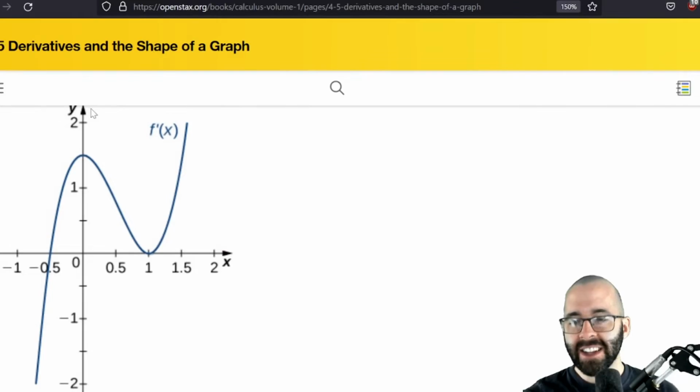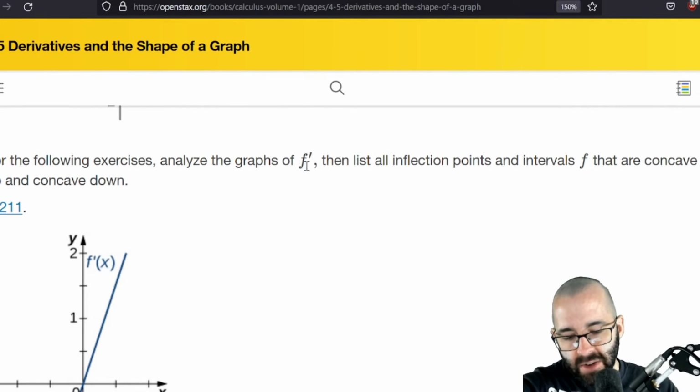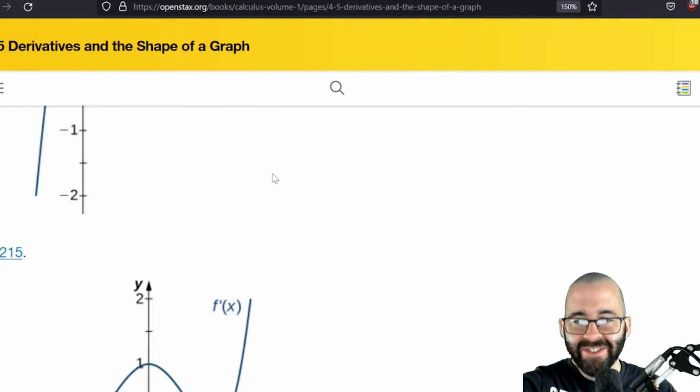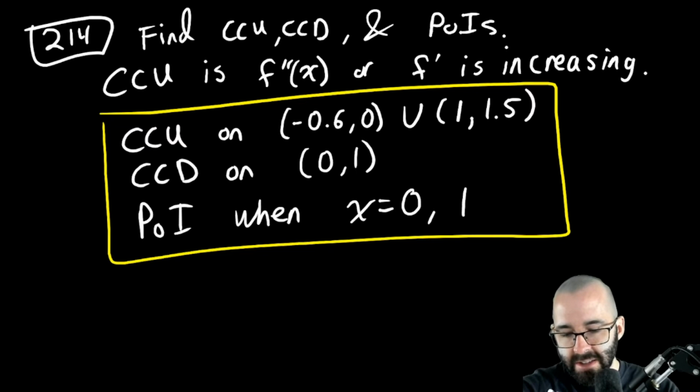I think that's everything it asked us to do, right? Analyze the graphs, list all inflection points and intervals that it's concave up and concave down. Analyze the graph. That's just telling you what to do, what we did. Let's do 238 next.